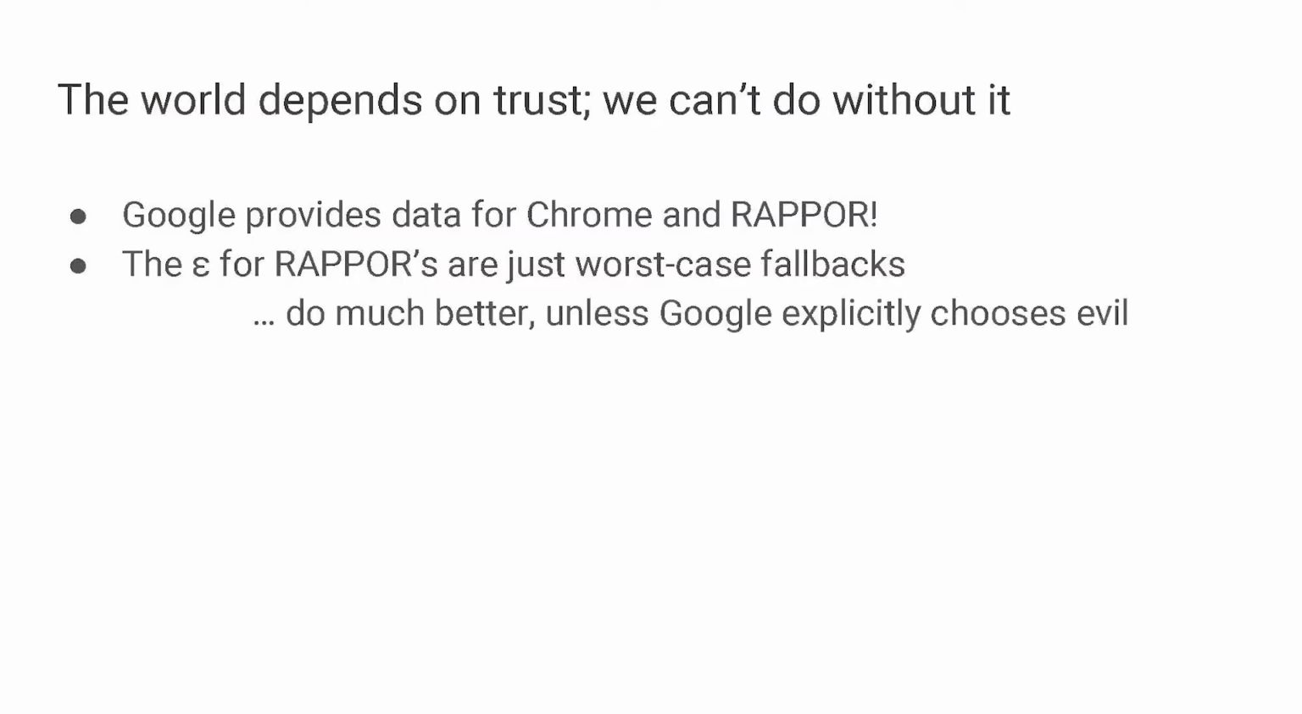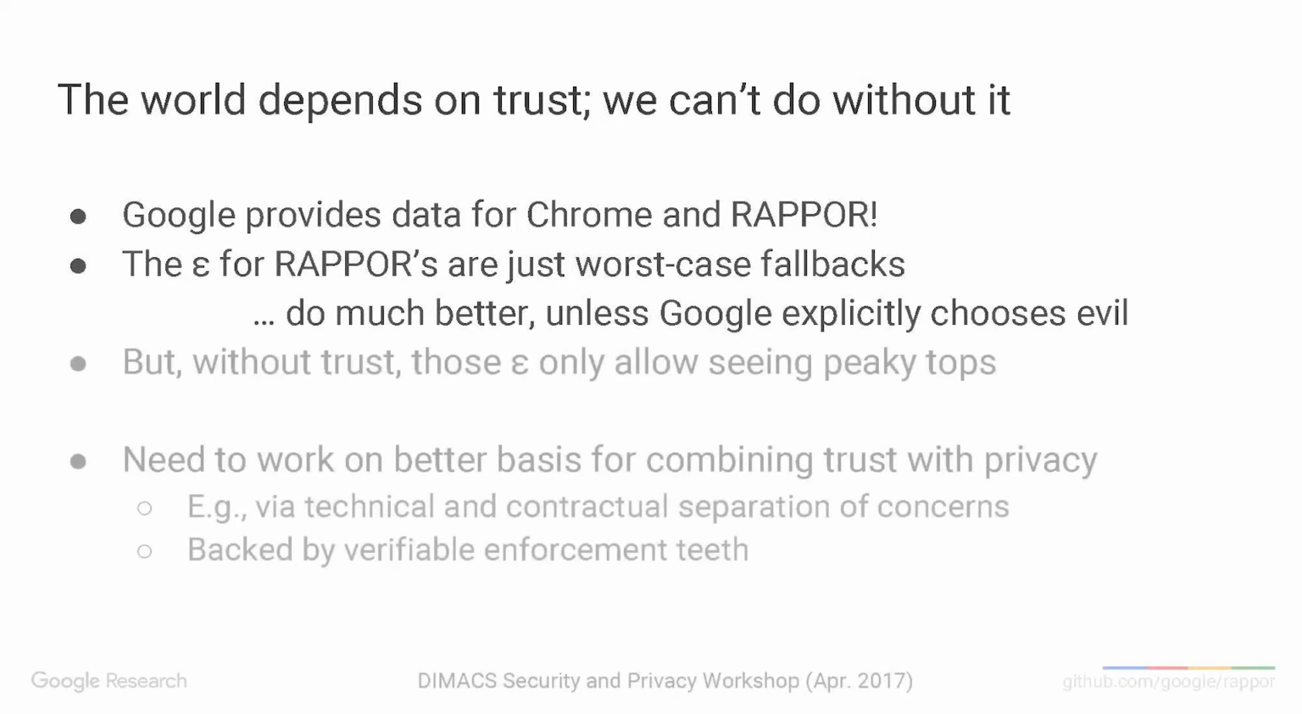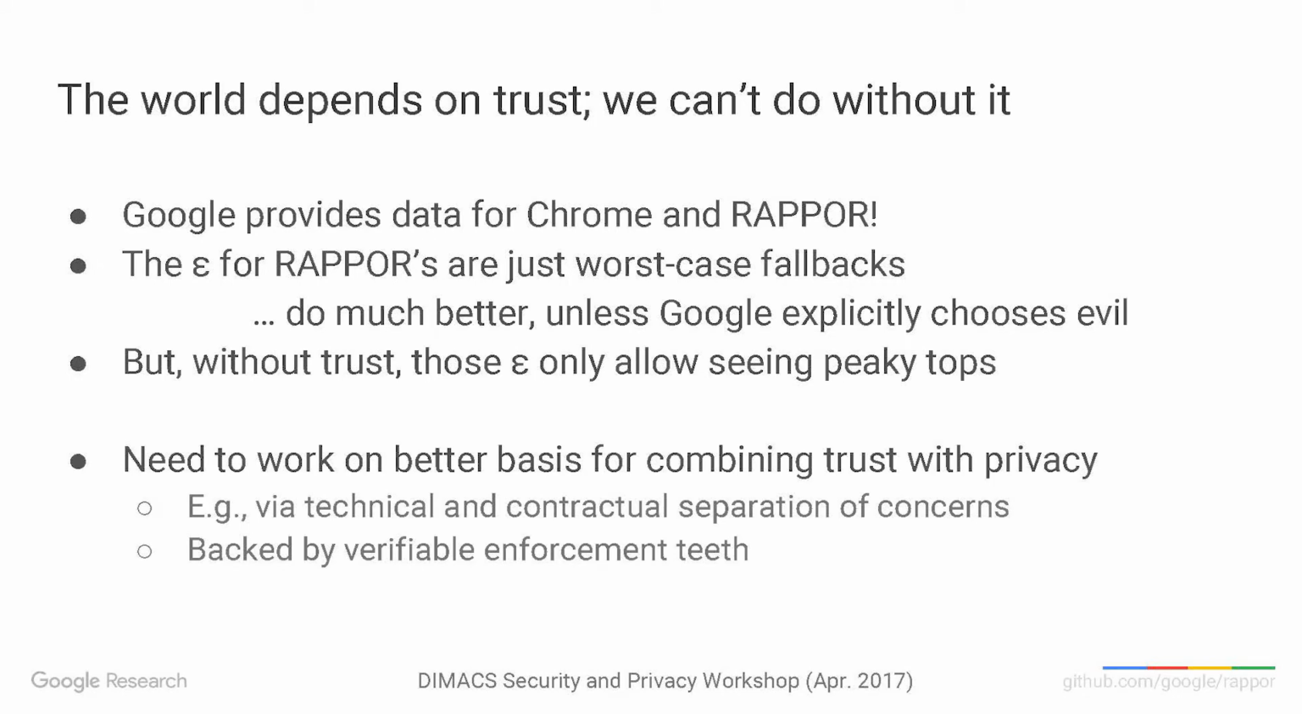And we actually do much, much better unless Google explicitly chooses to do evil, right? We have a lot of audits, a lot of access control, things of that sort. So this is a good messaging system to get out there. And we need to work better to combine trust and privacy. Maybe we need to think about privacy not just from a technical lens, but also as something where there are contractual separations of domains.